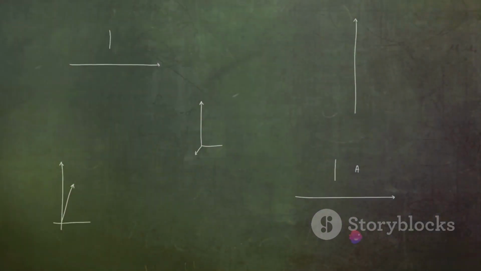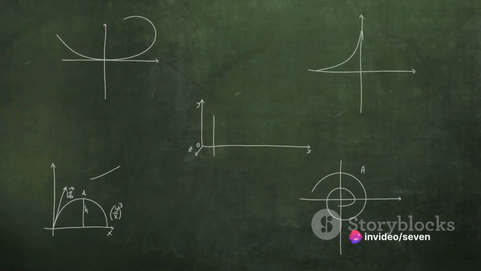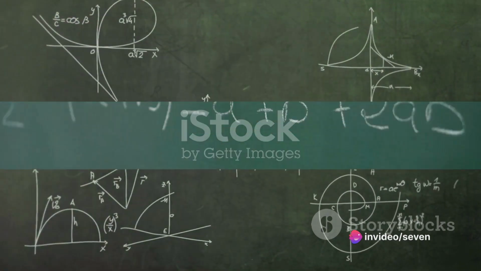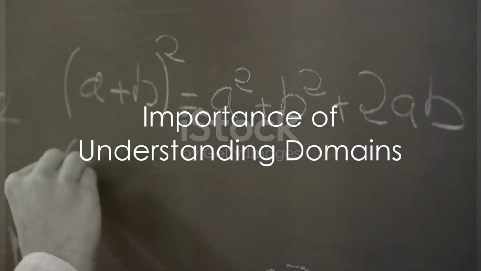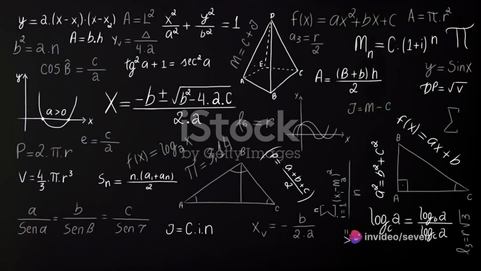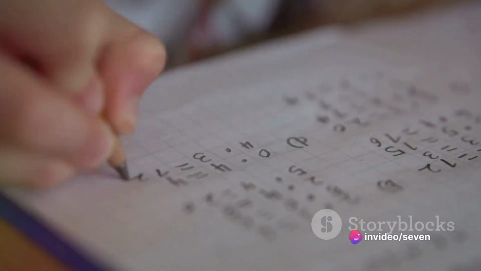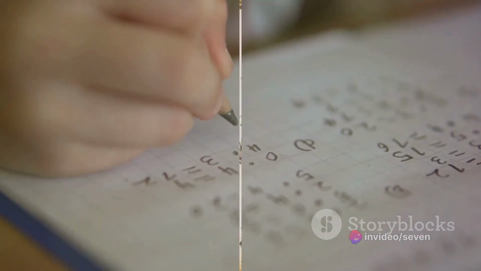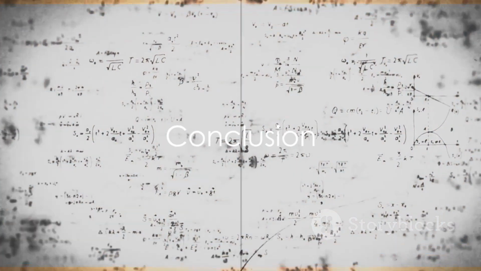And finally, for a logarithmic function, the domain is all positive real numbers, as the logarithm of a non-positive number is undefined. Understanding the domain of a function is crucial in mathematics. It helps us know what values a function can be evaluated for and what values it cannot. It also plays a vital role in graphing functions, as the domain determines the range of x values that we can plot. So the next time you come across a function, remember to check its domain.